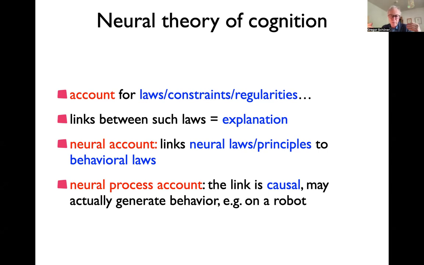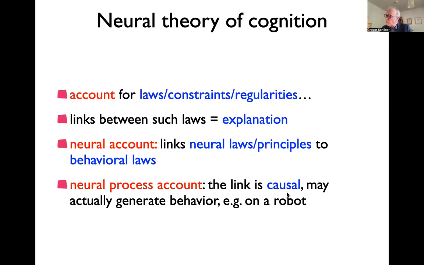And usually in explanation, we think of some laws as being more fundamental than others, and then we derive the more specific laws from the more fundamental. And so a neural account in this sense is this particular case where the laws or principles that we try to derive behavior from are neural ones, or come from the neural level. And so a neural process account, that's what we're really aiming at, would be a case where these neural laws don't just abstractly constrain or derive the behavioral laws, but they actually cause them.